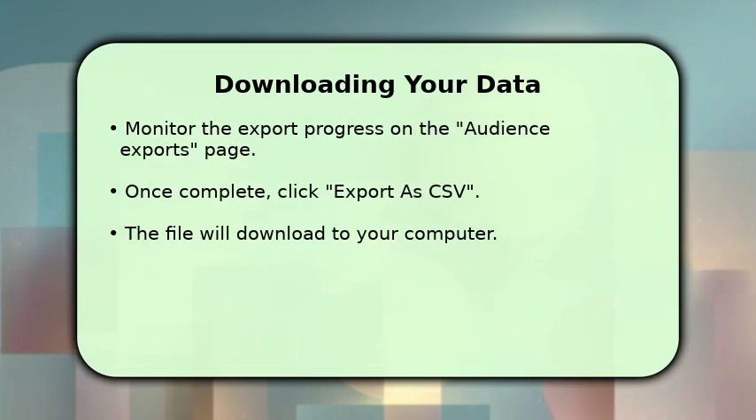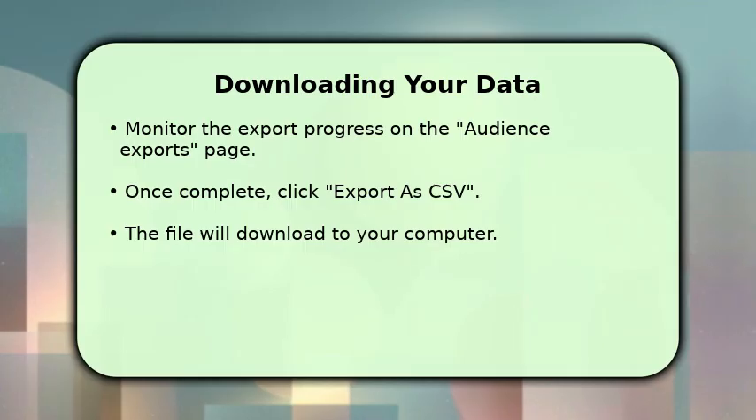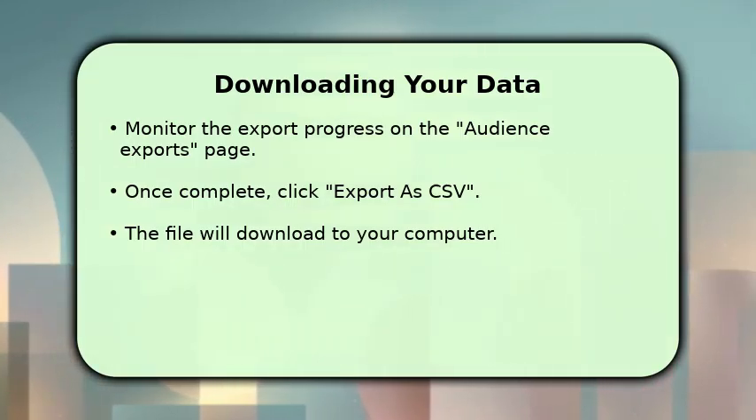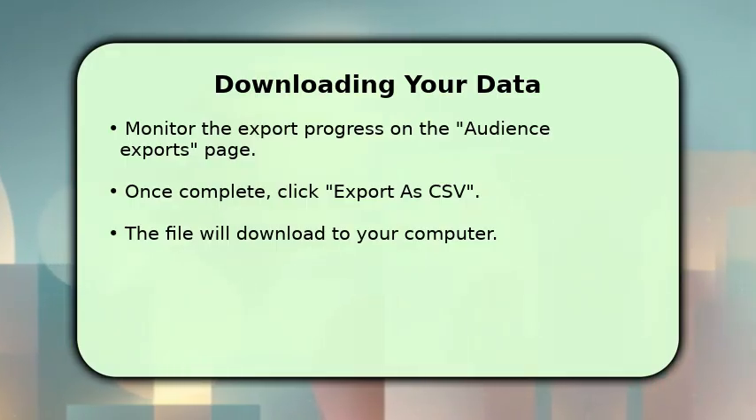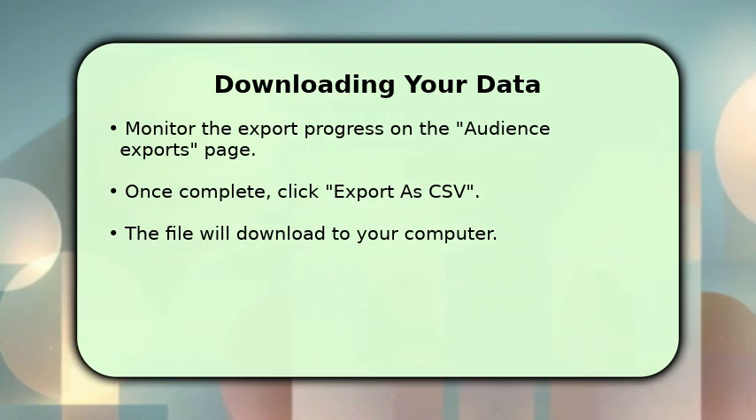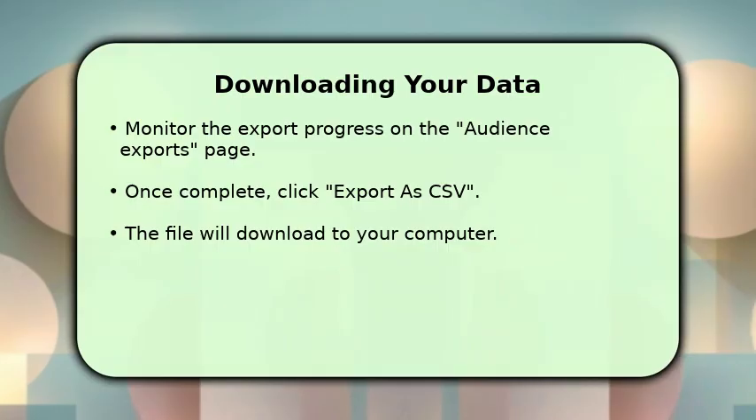After confirming, an Export Started pop-up will appear. Click View Exports to monitor the progress. Once the export is complete, you will see it listed under Audience Exports. Click the Export as CSV button to download the file. This action will save a compressed folder containing your contact data directly to your computer.